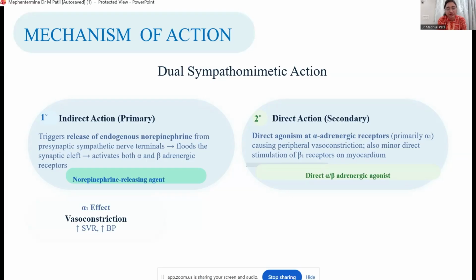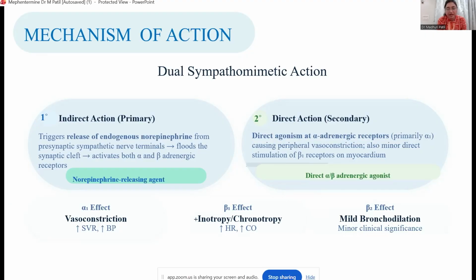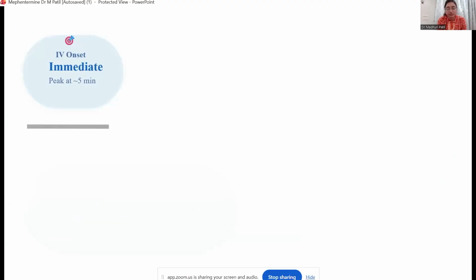The alpha 1 effect causes vasoconstriction, which increases SVR and BP. The beta 1 effect is positive inotropy and chronotropy, so an increase in heart rate and cardiac output will be seen. The beta 2 effect is mild bronchodilation, but it has minor clinical significance. So what is the IV onset of methamphetamine? Its action is immediate. Peak action is at around 5 minutes. IV duration is about 15 to 30 minutes with a single IV dose.